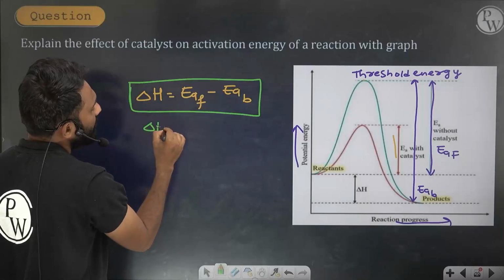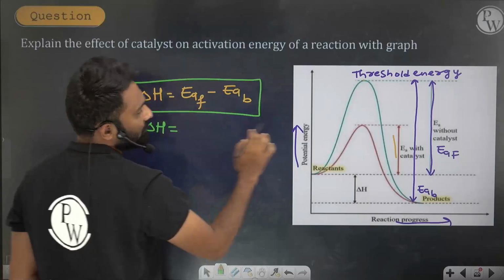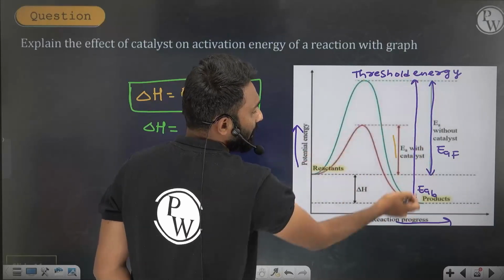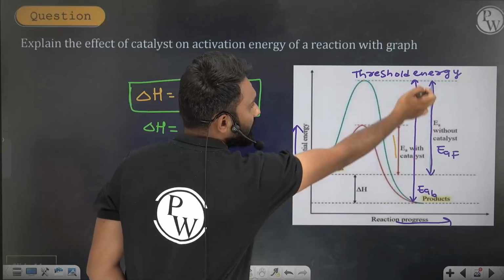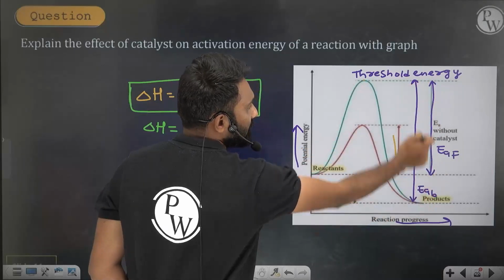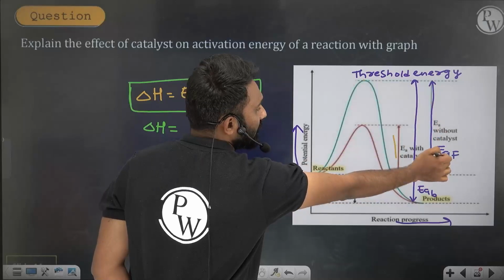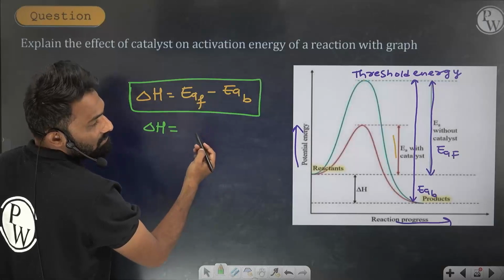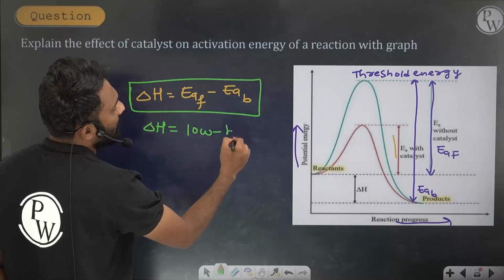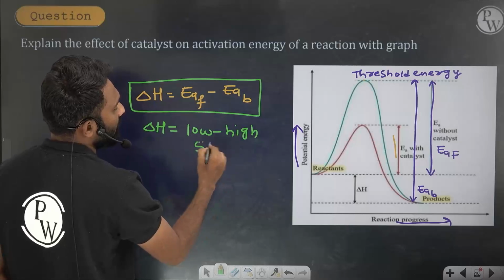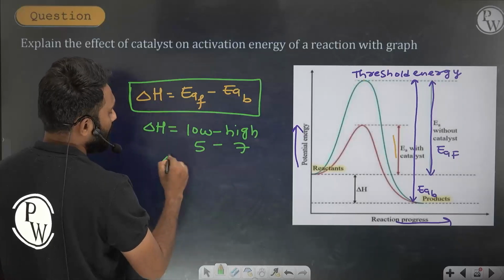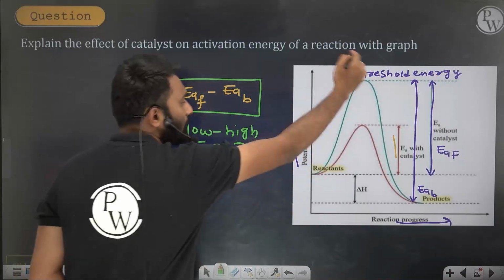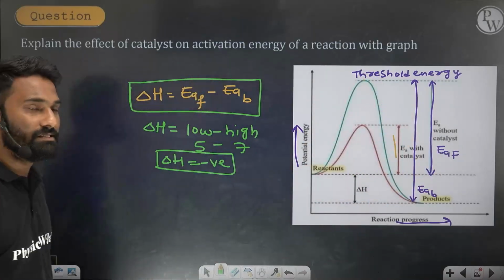See this, delta H is equal to the activation energy of the forward reaction minus that of the backward reaction. Activation energy of the forward reaction, or of the reactants, is less. Activation energy of the backward reaction, or of the products, is high. So this is low minus high. So this is 5 minus, let us assume, 7. So delta H is negative, and the process is exothermic.